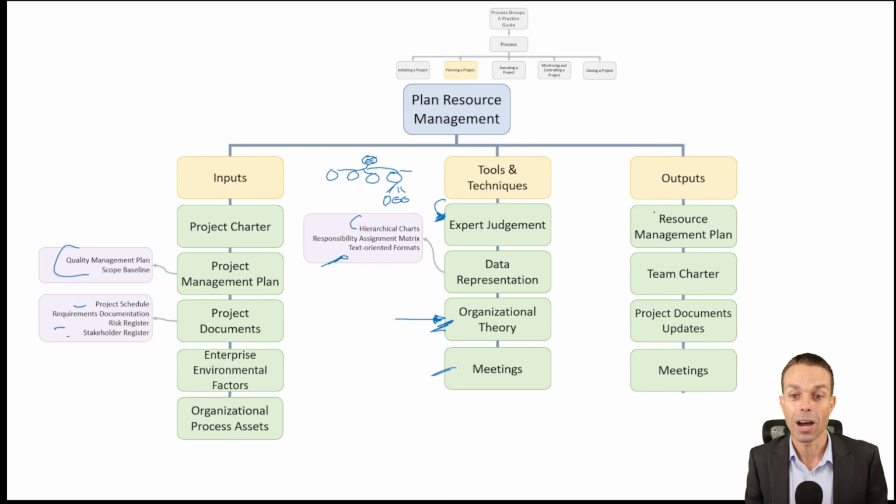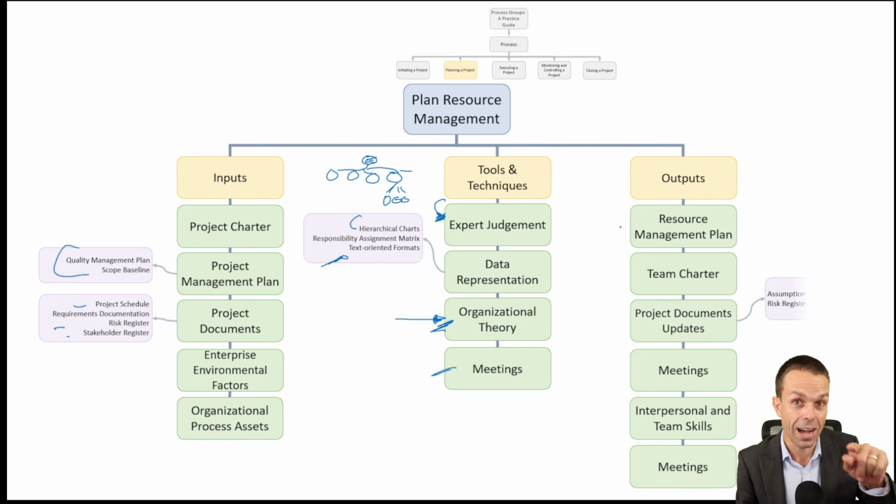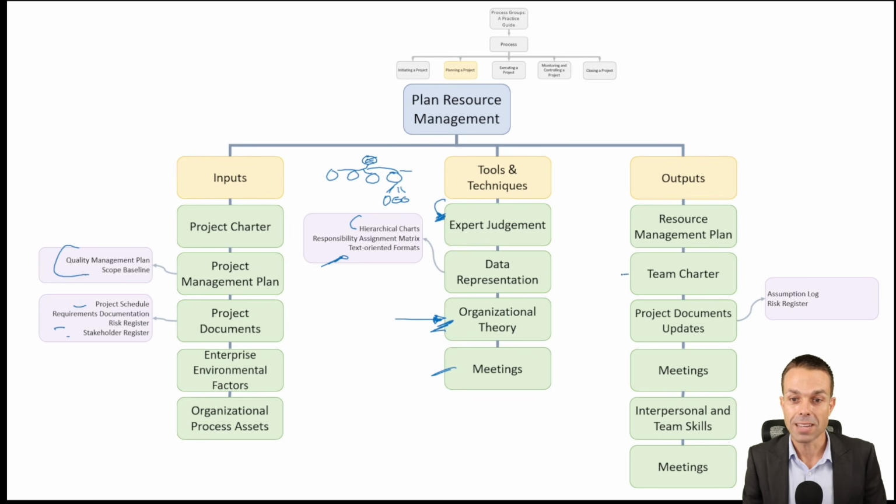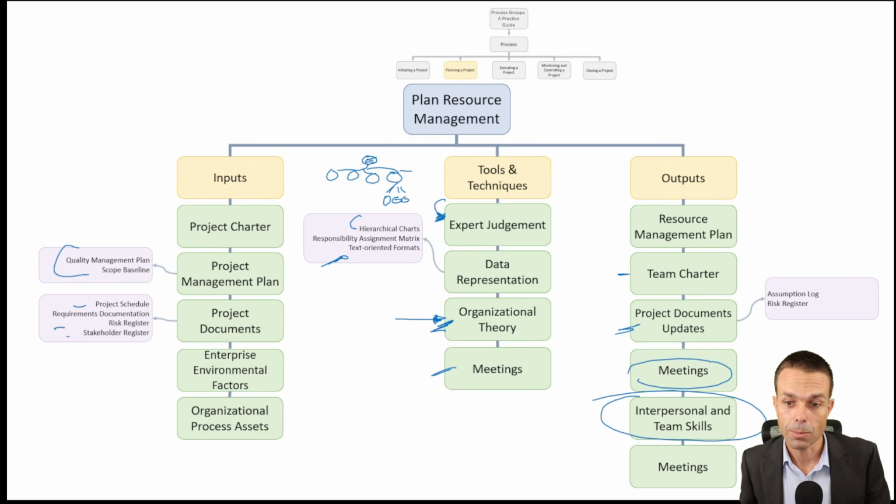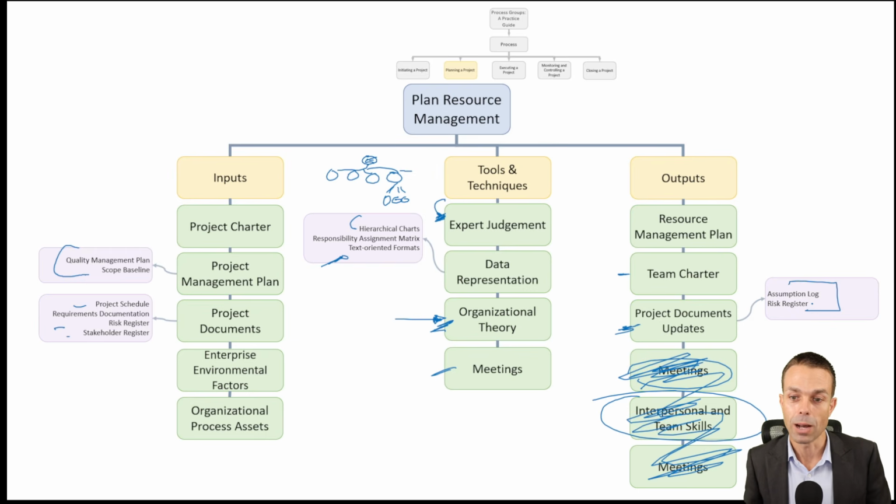And the outputs are our resource management plan, which is our resource management process, exactly right. The team charter, so how is our team going to work together? Project document updates, and these ones are extras that I think I have added inadvertently, but we want to update assumptions and risks as always.